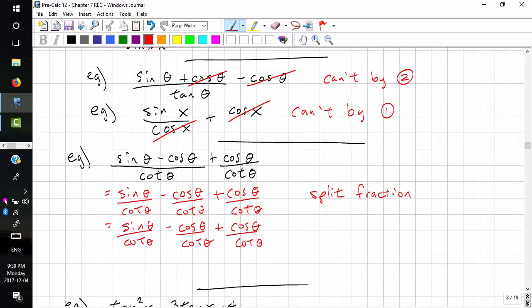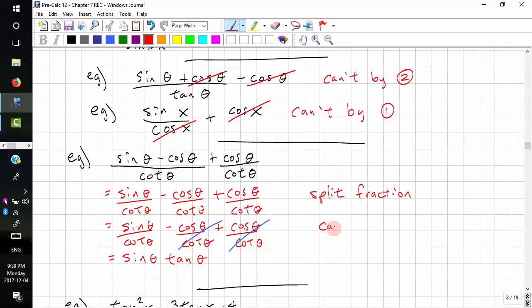Never write cos over cotangent. These are functions. They always require a parameter. If you leave it blank, you're going to lose marks. So we have like terms. They're both cosine theta over cotangent theta. One's negative, one's positive. And now we write sine theta. We write this reciprocal of cotangent theta in the numerator, and that's just tangent theta.